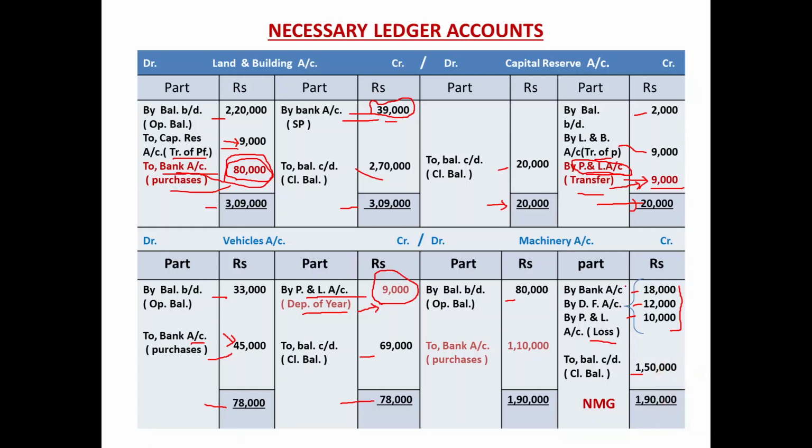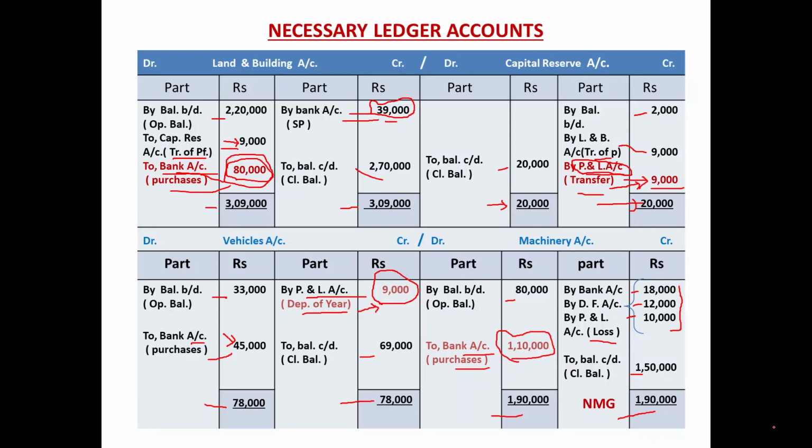Title came. First of all, close the account. Total of credit side looks bigger, 1,90,000. Put it on the debit side, 1,90,000. And we are getting a balancing figure of rupees 1,10,000 on the debit side. This must be the purchases made during the year. The journal entry that would have been passed, bank came in the transaction. So machinery account debited, bank account credited 1,10,000.